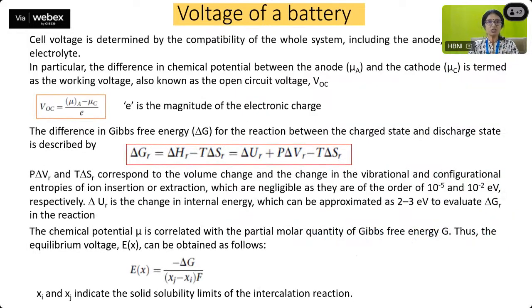So what is the voltage of a battery? The cell voltage is determined by the compatibility of the whole system. So you have anode, cathode, and electrolyte all together, and cell voltage is determined by that. And how do we get this? It is basically the difference in chemical potential. The anode is made up of a material, the cathode is made up of a material, like lithium cobalt oxide and graphite in the case of a lithium-ion battery. The difference between the chemical potential of the cathode and that of the anode is nothing but what is known as the open circuit voltage of the battery.